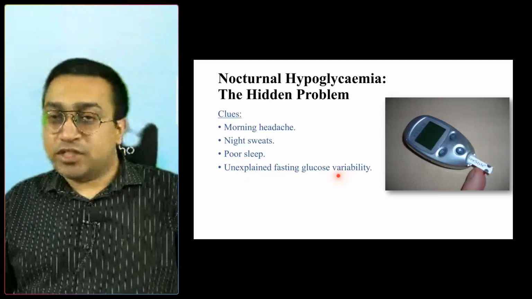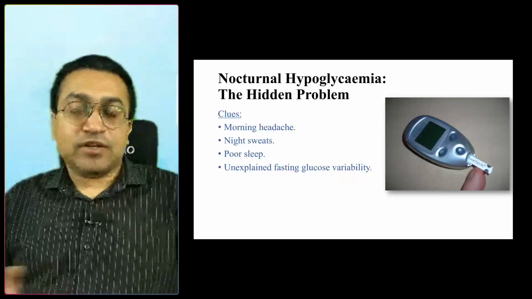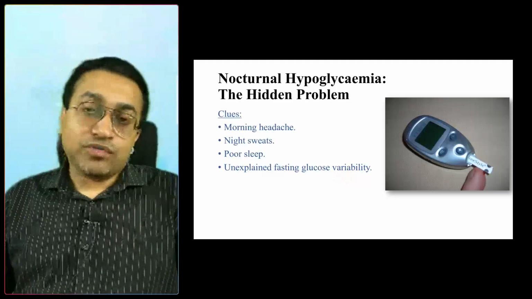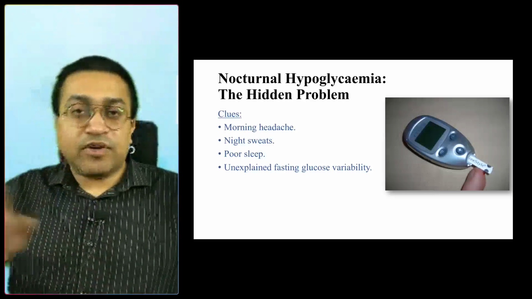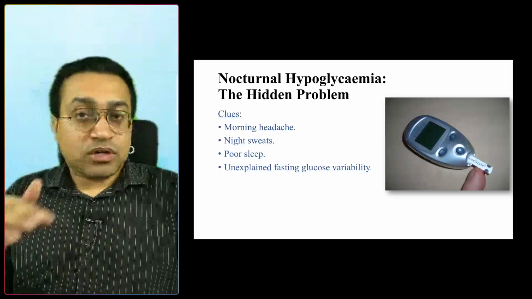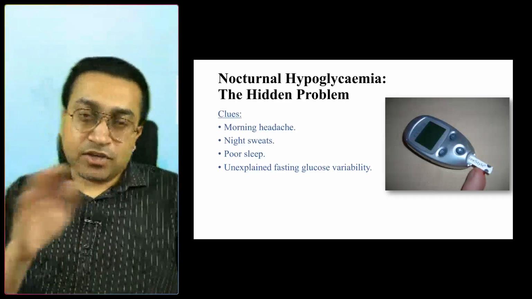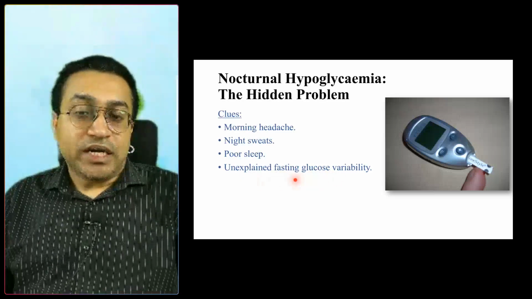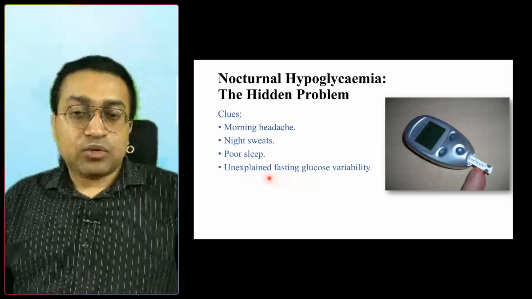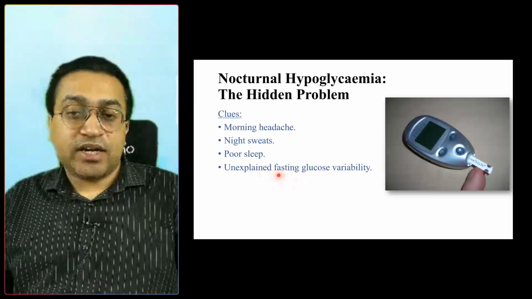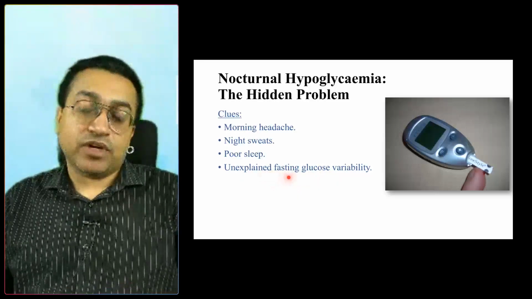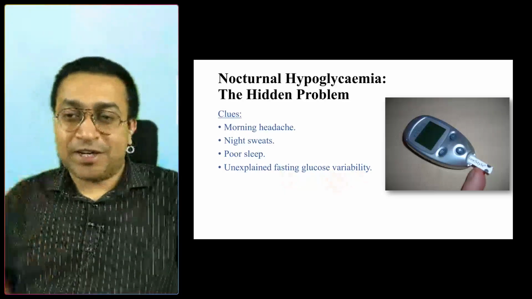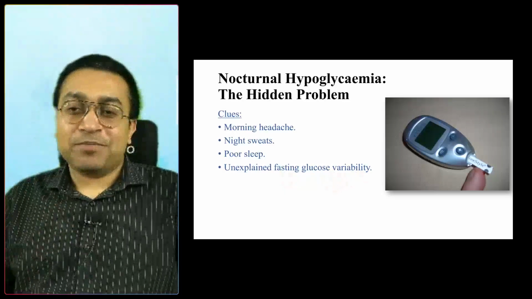Unexplained fasting glucose variability. Some days the fasting glucose is coming 60, some days it's coming let's say 120 or 130. All of a sudden it is jumping between extreme values, not over a week, but daily, dipping and rising. So you have to dig into the history, ask the patient, and understand in detail why there is unexplained fasting glucose variability. It should not happen.